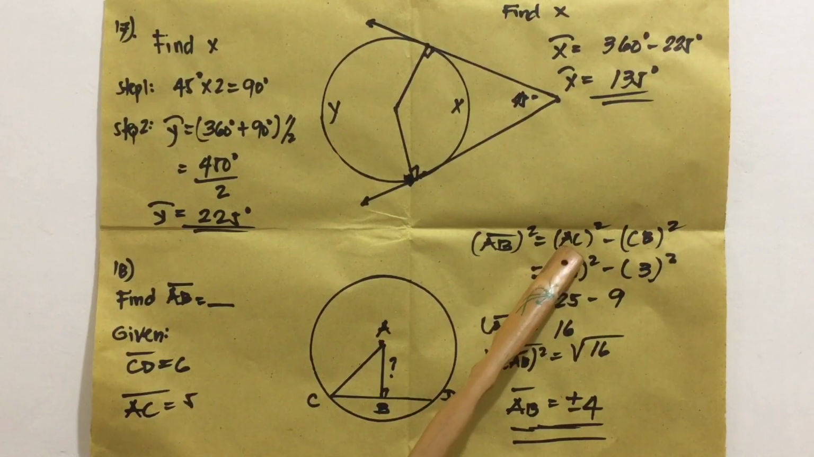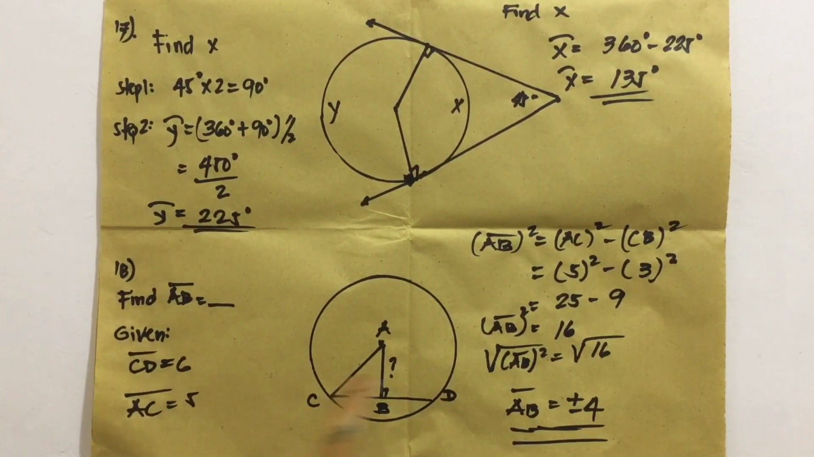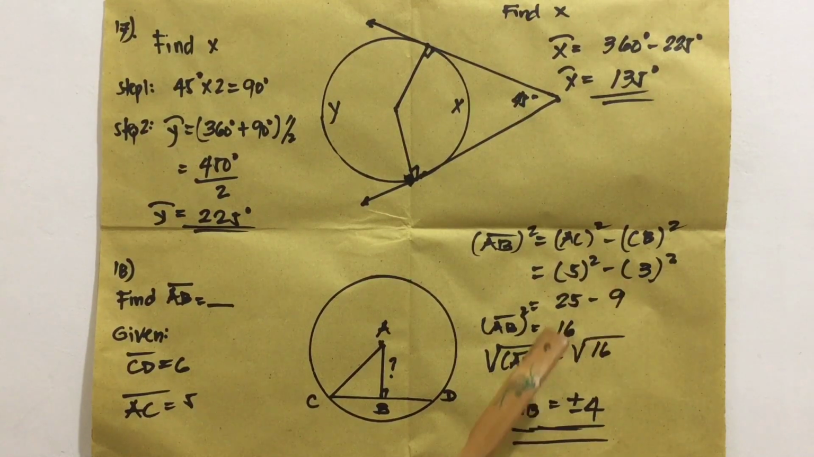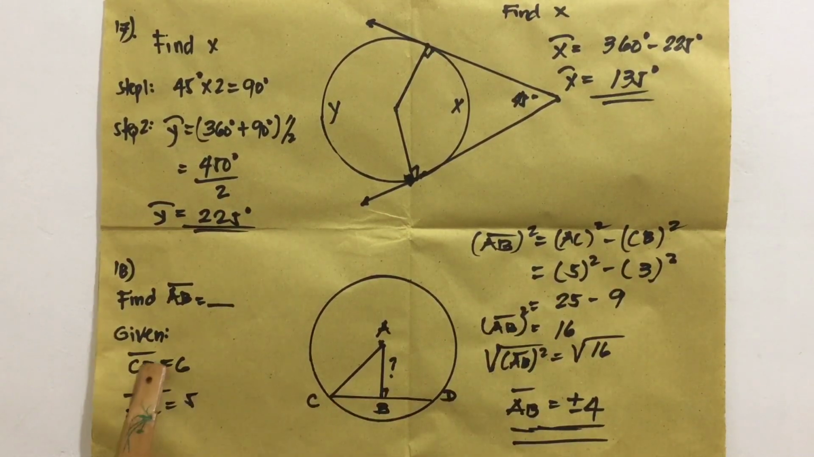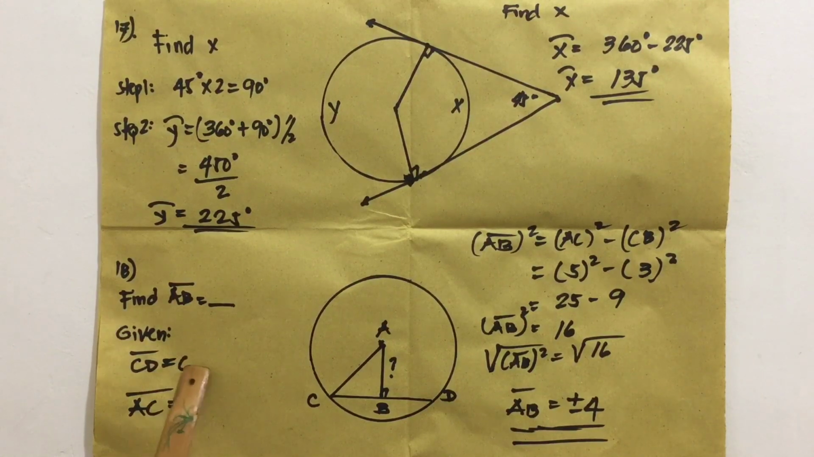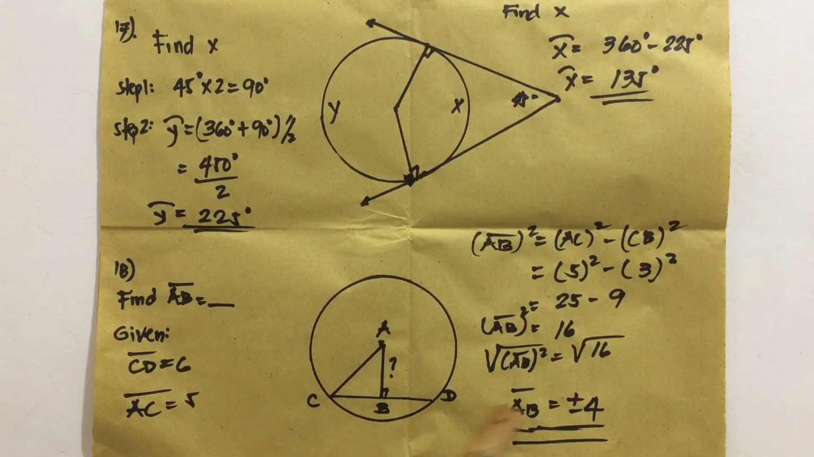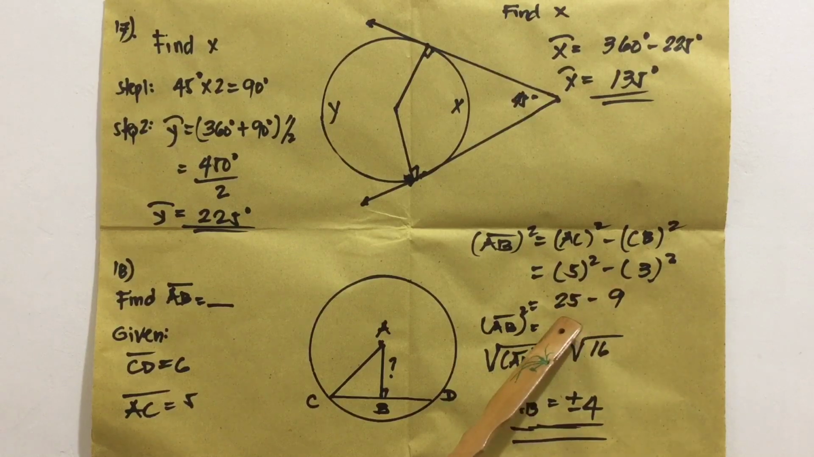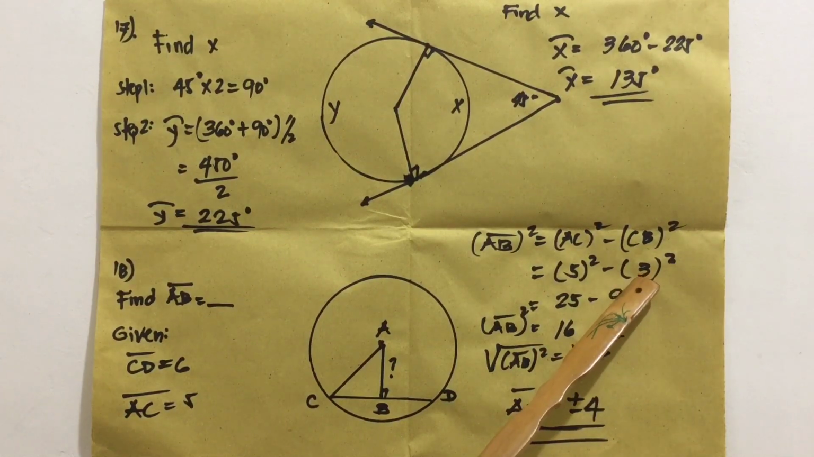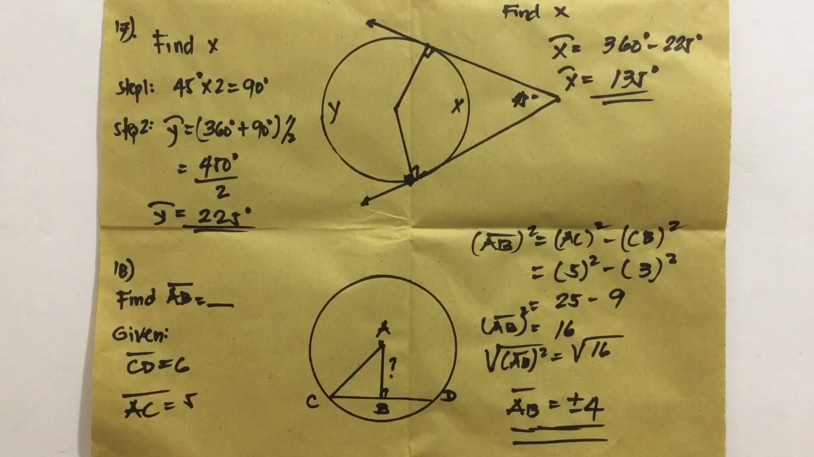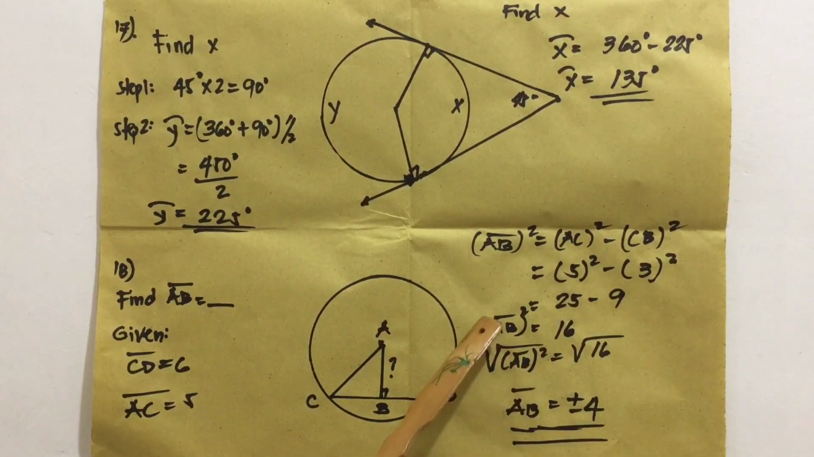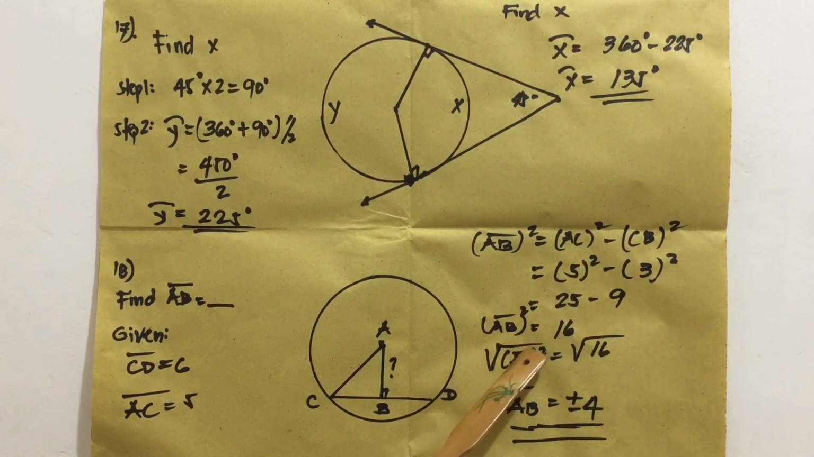Now the value of AC is 5, so we substitute AC to 5 squared minus the value of CB, the half of segment CD. Half of 6, or 6 divided by 2, equals 3. Then we're going to extract the exponent here. We have 5 times 5 equals 25, 3 times 3 equals 9. Then we find the difference: 25 minus 9 equals 16. So segment AB squared equals 16.